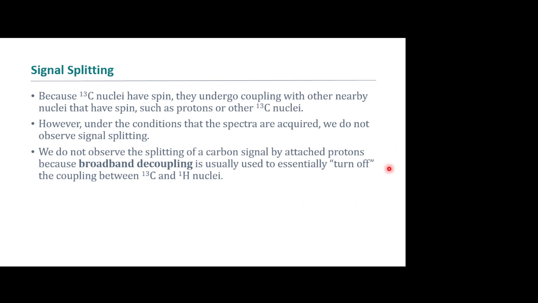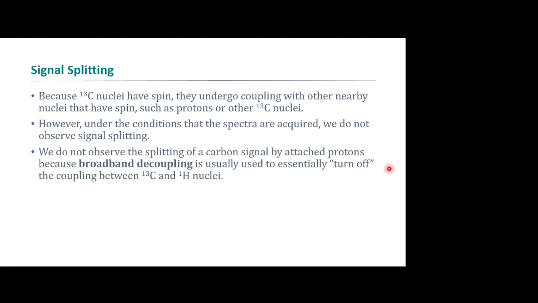If we don't observe splitting of a carbon signal by attached protons, that's actually because the broadband decoupling is essentially turned off for the coupling between the C13s and the H1s. So again, the H1s have their own magnetic fields, right? So your C13s that are within these hydrogens, they have those H1s working on them, don't they? Can everybody understand that part?